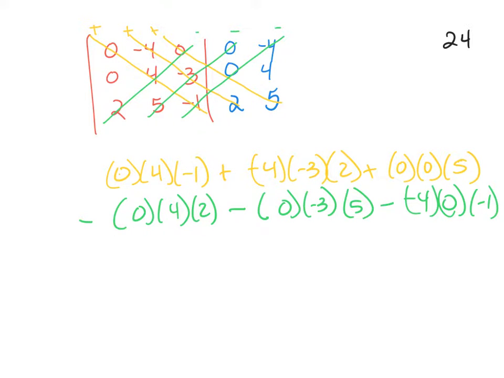Just watch your signs and don't forget signs. But if you notice, anything with a 0 is going to go away because 0 times something is 0. So in this case, that's why I picked it. Negative 4 times negative 3 is 12 times 2 is 24, and that is the correct answer.